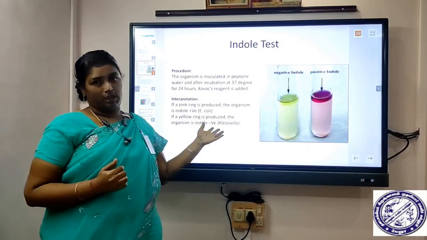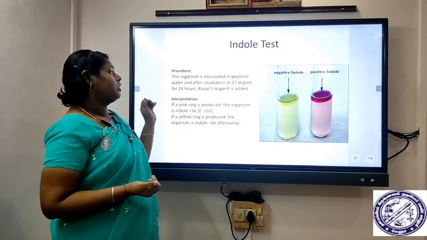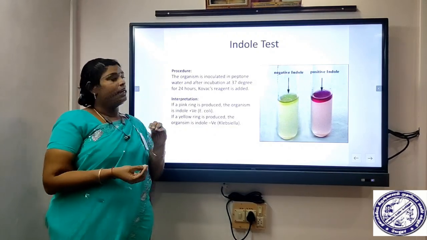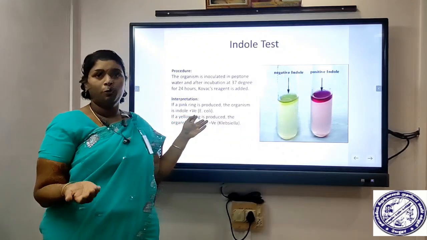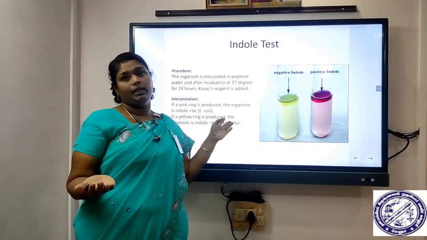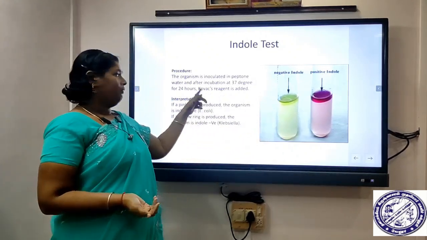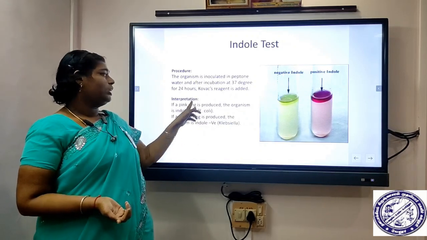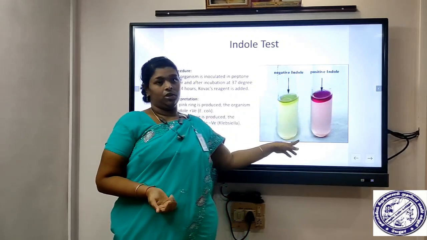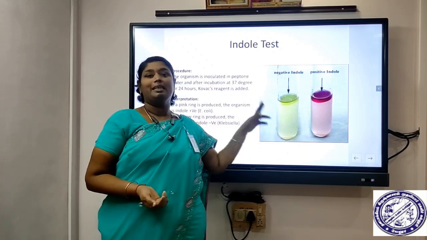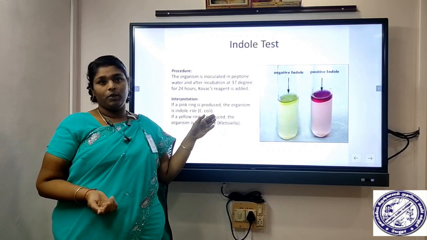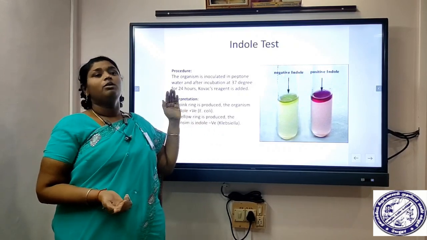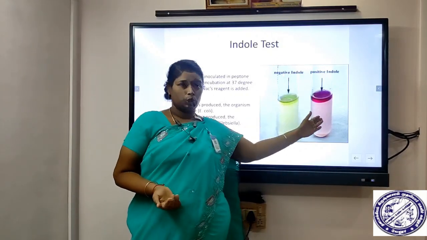So how will you do this test? How will you perform this indole test? Just by inoculating the organism into the peptone water, after that we have to incubate the organism at 37 degrees for 24 hours. After that, by adding the Kovacs reagent, we can see two reactions. So if the medium contains the indole, for example, E. coli, an organism from Enterobacteriaceae family, they can produce a positive reaction.